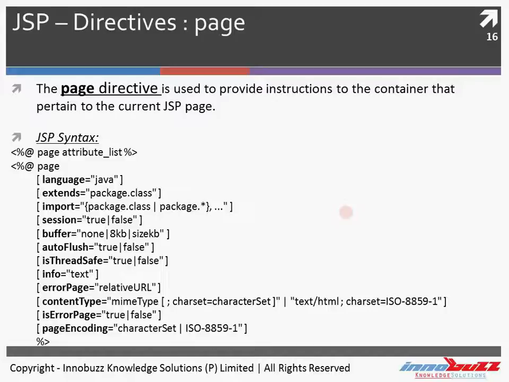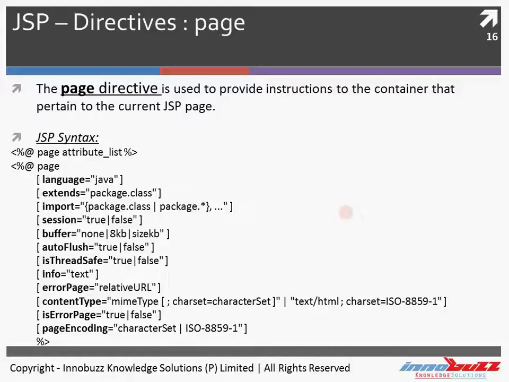So if it is false, the JSP container sends the client request one at a time. Info equal to text. It is a text string that is incorporated into the compiled JSP page. Error page, a path to a JSP page that JSP sends the exceptions to handle. So here we give the relative URL of the JSP which handles the exception thrown in the current page. Content type, it can be MIME of text or HTML, character, or it can be any of the MIME type.